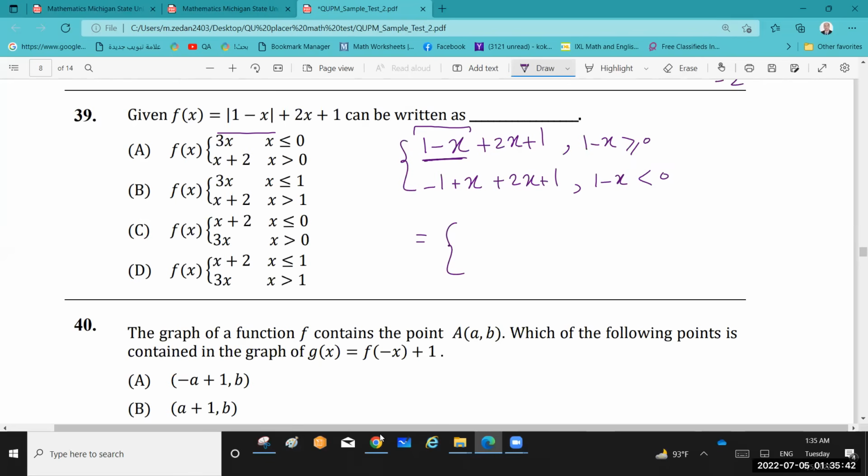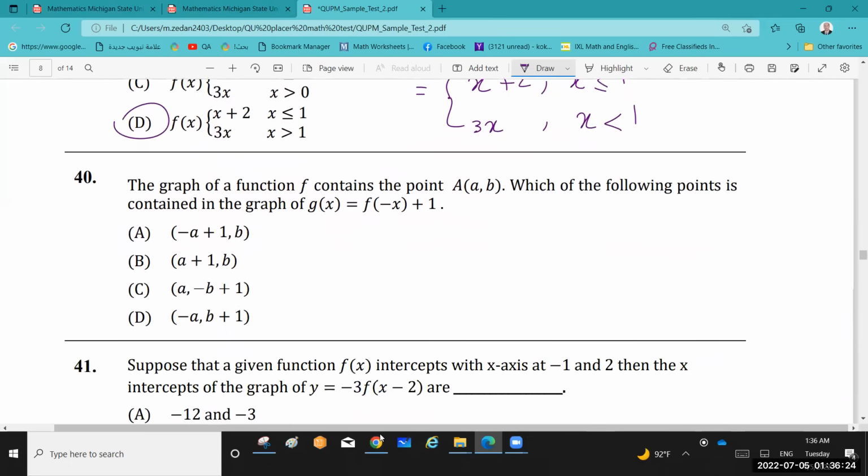If you simplify this, you will get one of these options. So negative x plus 2x is x, and 1 plus 1 is 2. And when you solve this inequality, you write x less than or equal to 1. The other part is x plus 2x is 3x, and negative 1 plus 1 is 0, in the interval x greater than 1. So the answer is this one, the last one, x plus 2, this D. Okay, 39, answer D. Last question, number 40.